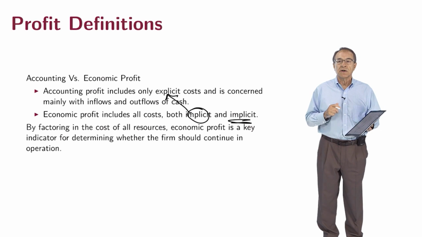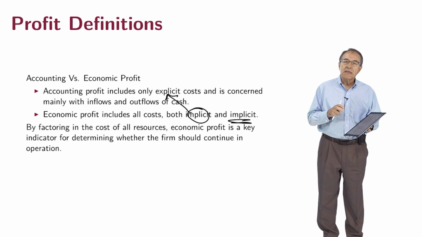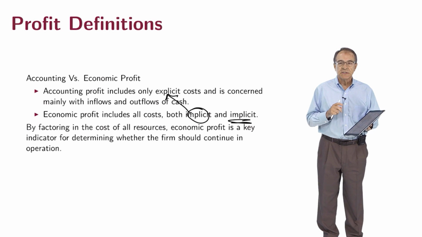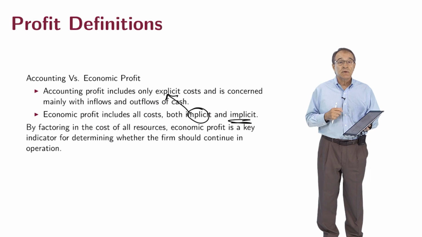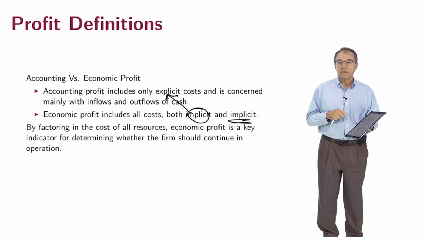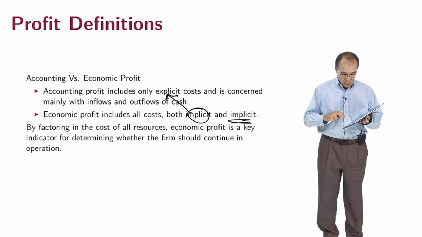So it's much broader. By factoring in all the cost of resources, economic profit is a key indicator for determining whether or not the firm should continue in operation or whether it should release its resources so that they can be more productive elsewhere.